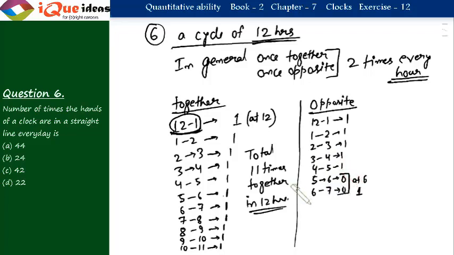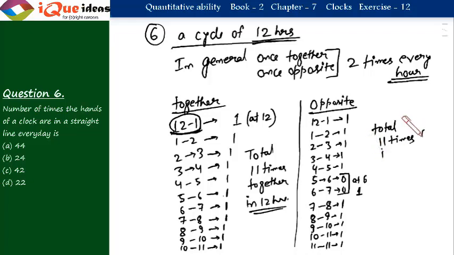Alright. Now between 7 and 8, once. Between 8 and 9, once. Between 9 and 10, once. Between 10 and 11, once. And between 11 and 12, again once. So total how many times? 1, 2, 3, 4, 5, 6, 7, 8, 9, 10, 11. So in a cycle of 12 hours, the hands are opposite to each other a total of 11 times, right, in 12 hours. All right.